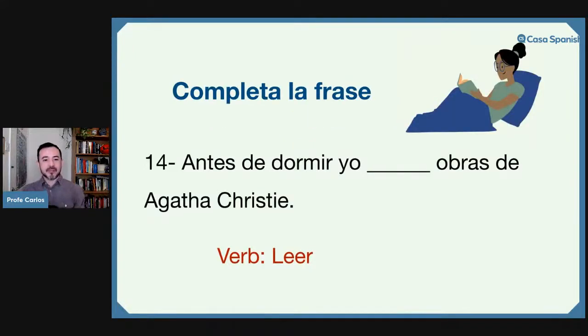Completa la frase. Let's do this one. Antes de dormir, yo, obras de Agatha Christie. What do we have? So we have the verb in infinitive. How do we conjugate this verb? Antes de dormir, yo, obras de Agatha Christie. We have our answers.